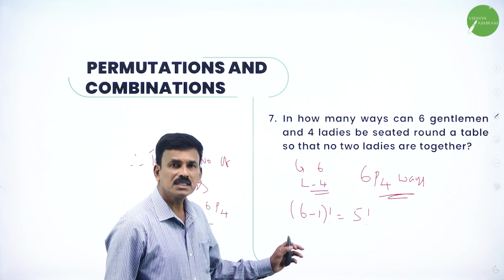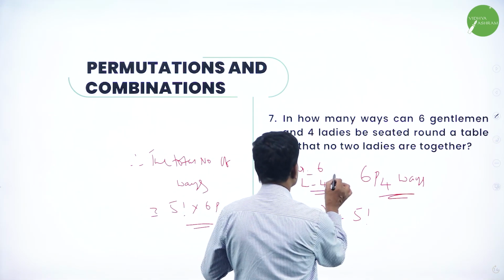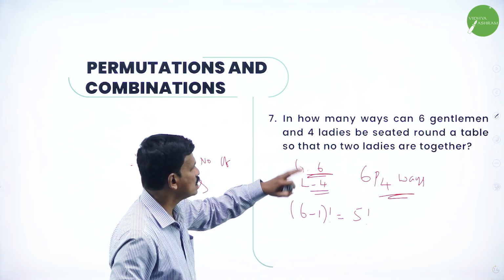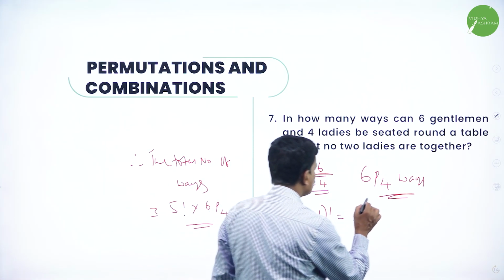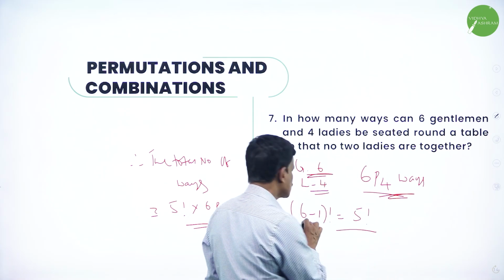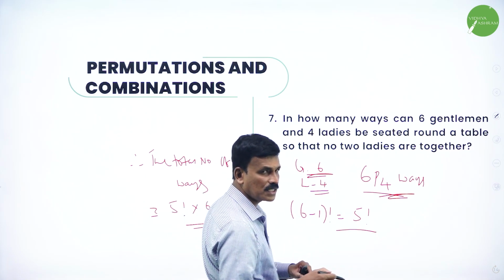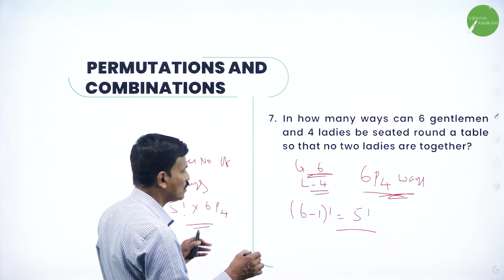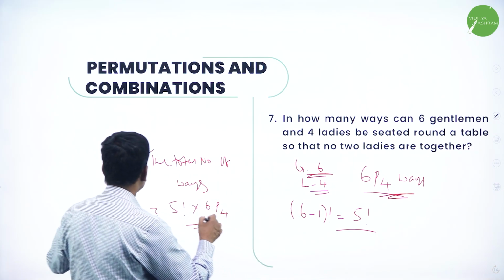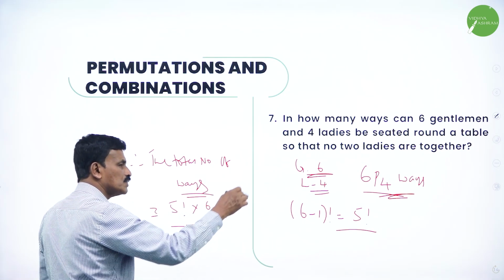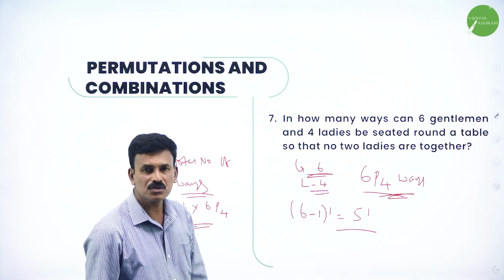The 6 vacant places between the 6 gentlemen can be filled by these 4 ladies in 6P4 ways, and 6 gentlemen can be arranged in 6 minus 1 factorial, that is n minus 1 factorial according to circular permutation. So therefore the total number of ways of the arrangement is 5 factorial into 6P4.